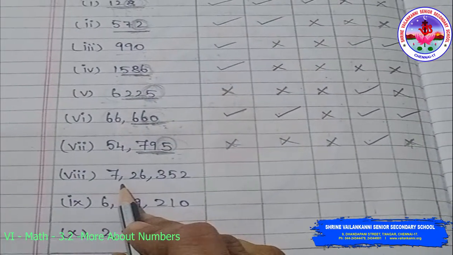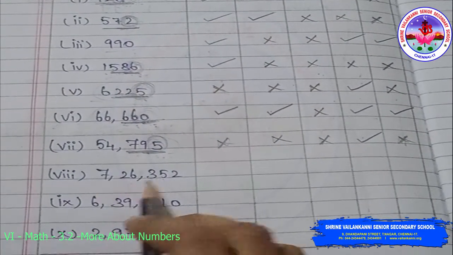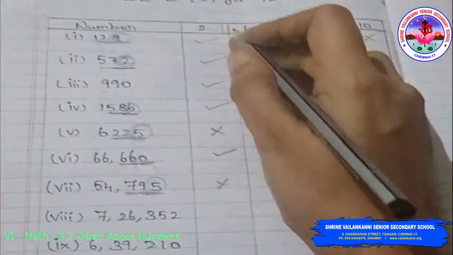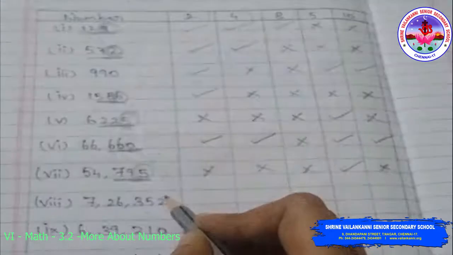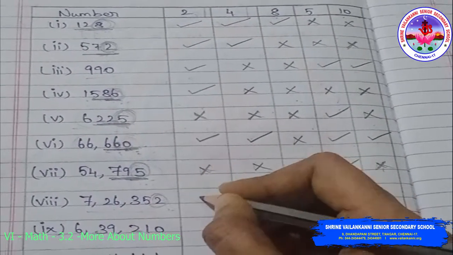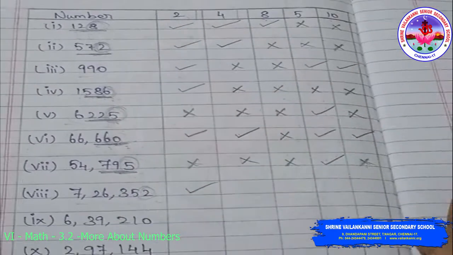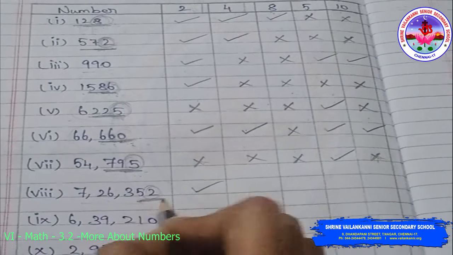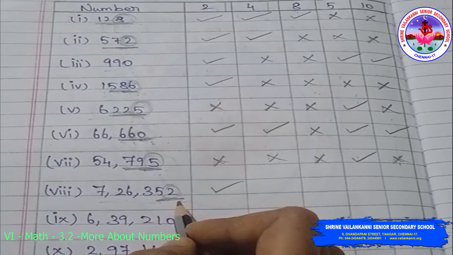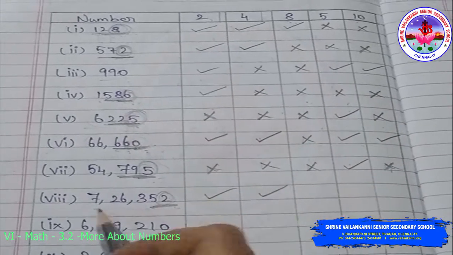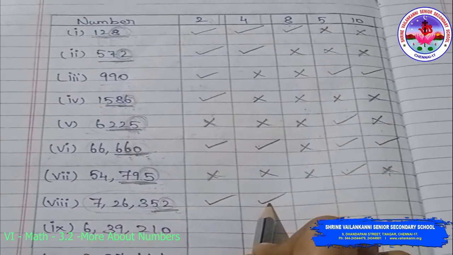8th question. 7,26,352. Divisible by 2. Yes, it is divisible by 2 because the value ends with an even number. Divisible by 4. Check the last 2 numbers. 52. 52 is divisible by 4, so the whole value is divisible by 4.